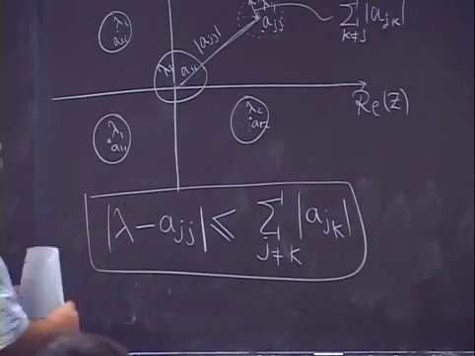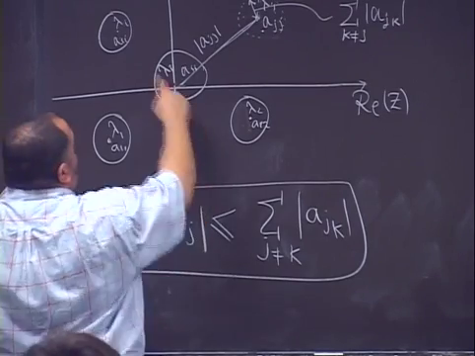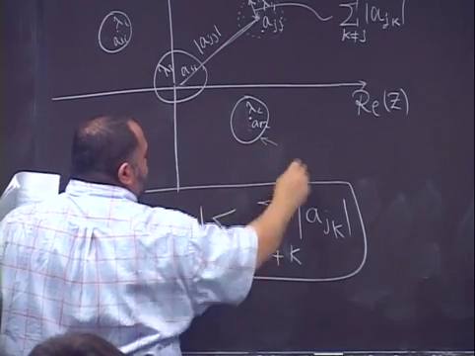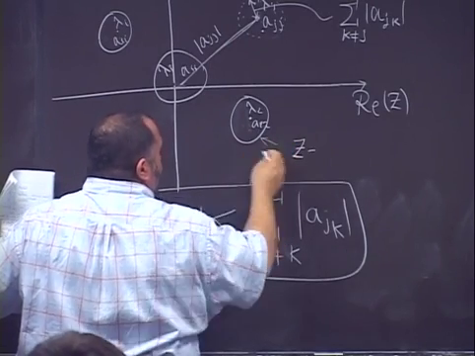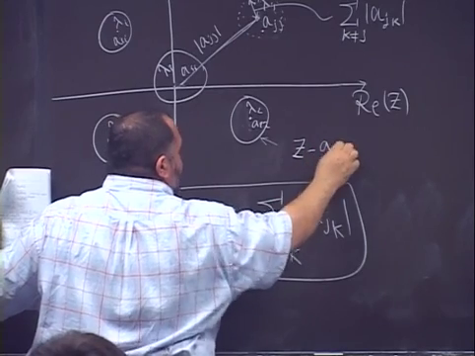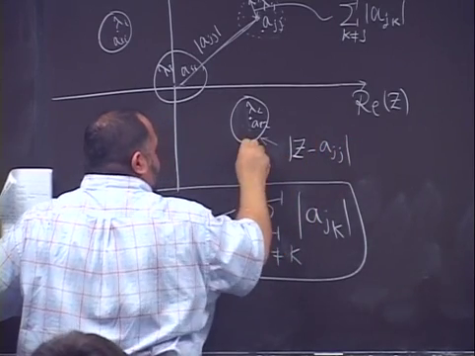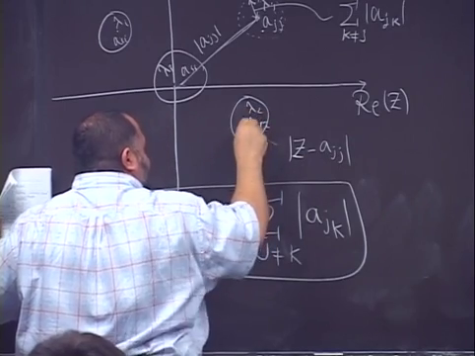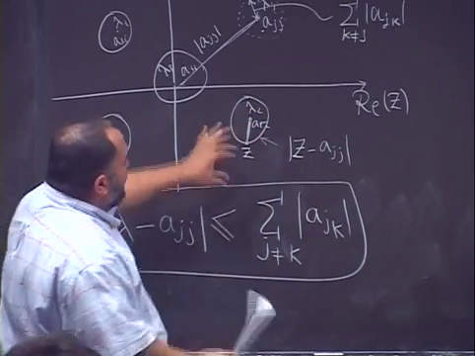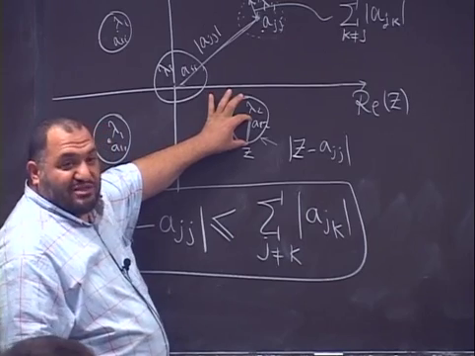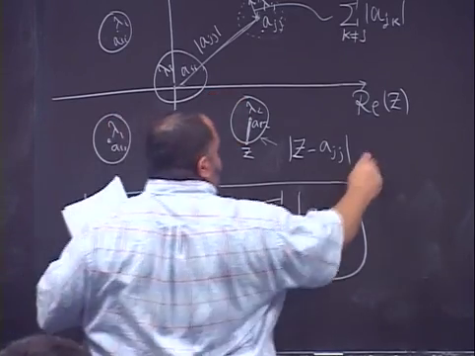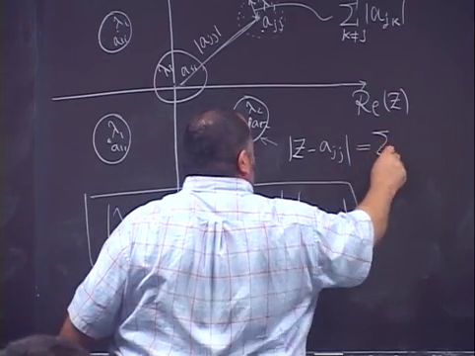What does it mean? All those circles that we see here, the equation of all those circles is just z minus ajj. So if a point here is z and this is ajj, then z minus ajj is just the amplitude value, which is just the radius. Yes? So in this case, this radius should be equal to what?